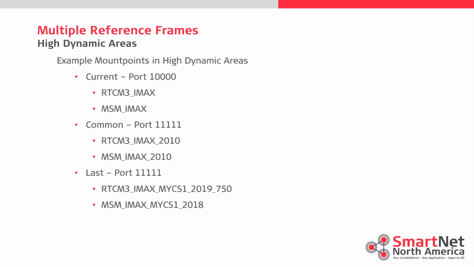So this just belabors the points. If I'm looking on my ports, here's what I would typically see on current. I'd see just on port 10,000, I would see just the current. On port 11, I would see common, 1111, or on last, I would also see the MYCS1 2019-750, MYCS1 2018. So this is what I'm going to see when I open up source table on these mount points. So pretty self-explanatory. If it doesn't call out MYCS1, then it's an MYCS2 solution, because we're moving to the new solution on all of the mount points.